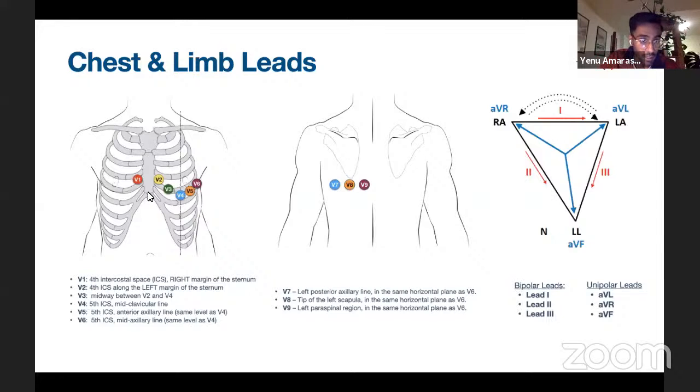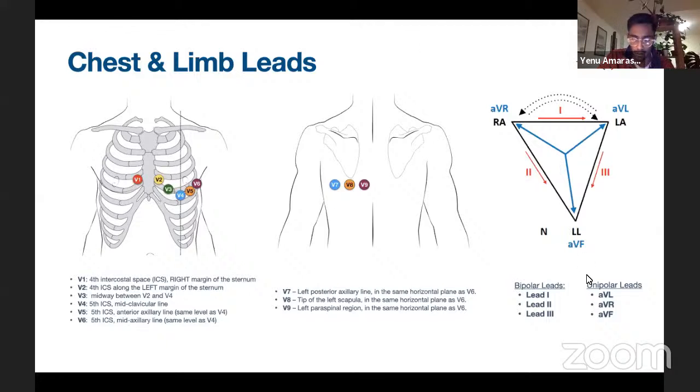So personally, I go with V1 on the right margin of the sternum, at the 4th intercostal space, and then V2 on the left margin of the sternum at the 4th intercostal space. And then after that, I actually place V4, which is the midclavicular line on the 5th intercostal space. And then once I put V4 on, I will place V3, which is in between V2 and V4. And then V5 and V6 are on the same plane as V4, and V6 ends at the mid-axillary line. So it should resemble something like this on your patient's chest.